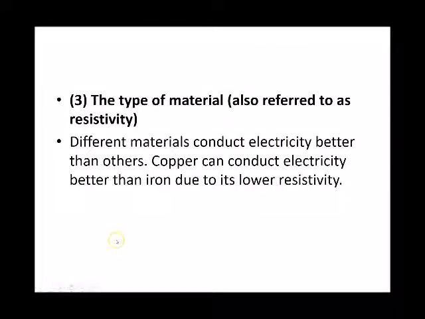Okay, so the third factor which is going to affect your resistance is the type of material. The type of material is also referred to as the resistivity. Different materials can conduct electricity better than others. Okay, we know that copper definitely can conduct electricity better than iron due to its lower resistivity, right? So that's why most of your wires are made of copper.